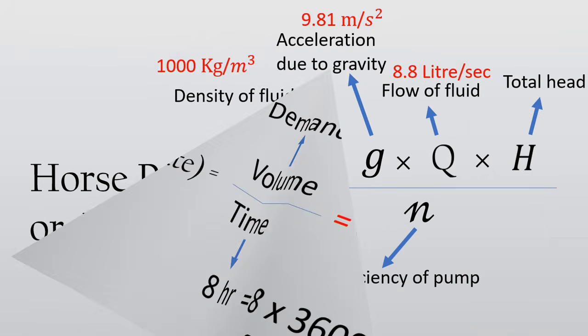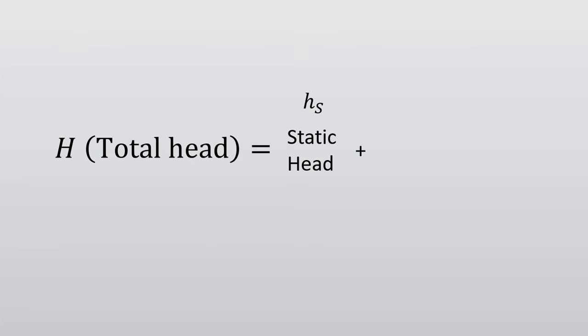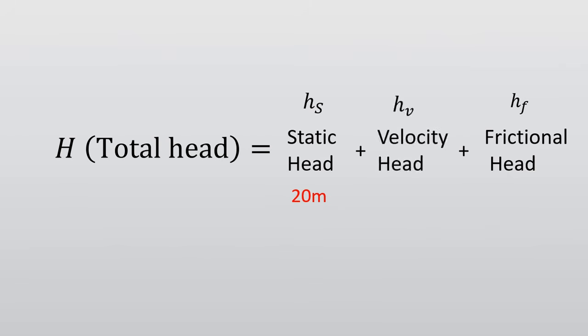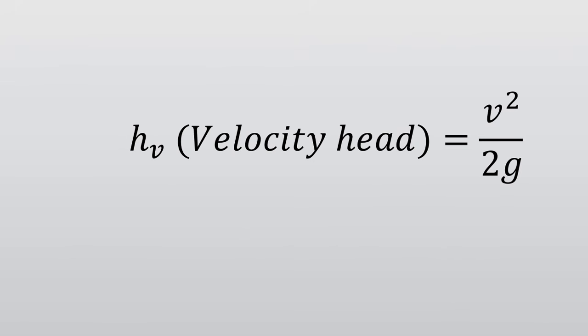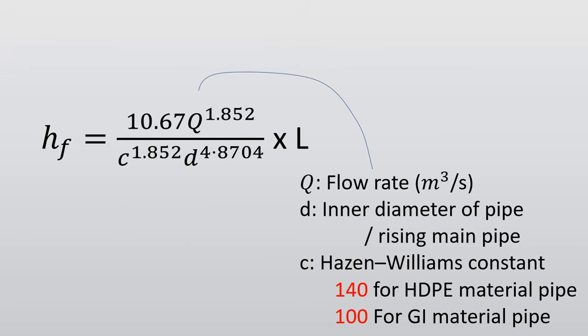Now we will discuss about how to calculate total head. Total head is equal to static head plus velocity head plus friction head. Static head is elevation between suction pipe entry to delivery pipe end. Let's assume it is 20 meter here. Velocity head is v square upon 2g. Velocity v is given by flow rate upon area, and area is pi d square upon 4. Let's assume maximum velocity head as 2 meter, and friction head formula can be seen here.